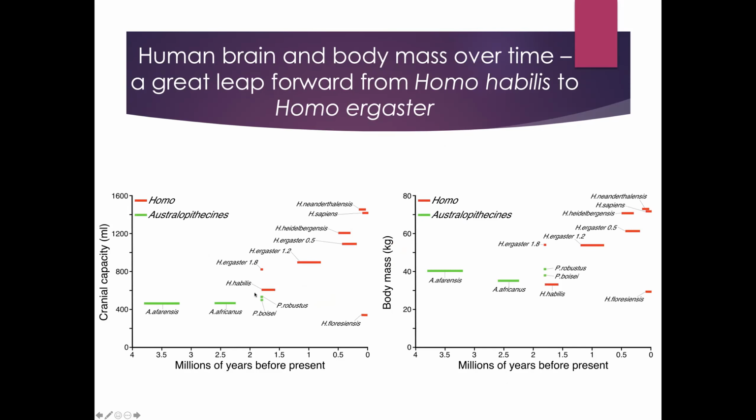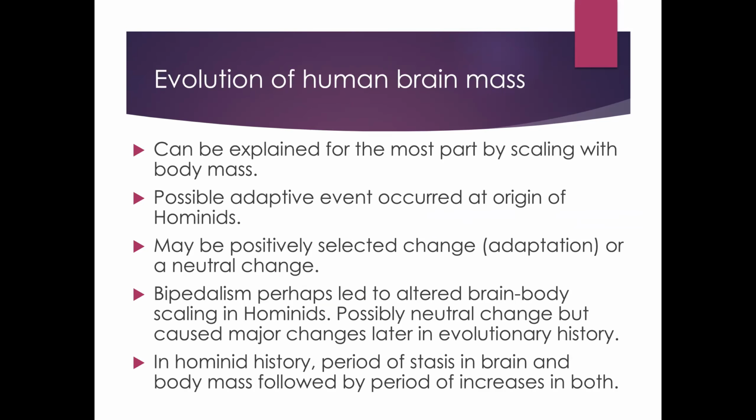So if we look at the evolution of brain mass in humans, for the most part, we can say that it's explained by structural laws of form, or scaling with body mass. There's a possible adaptive event that occurred at the origin of hominids.